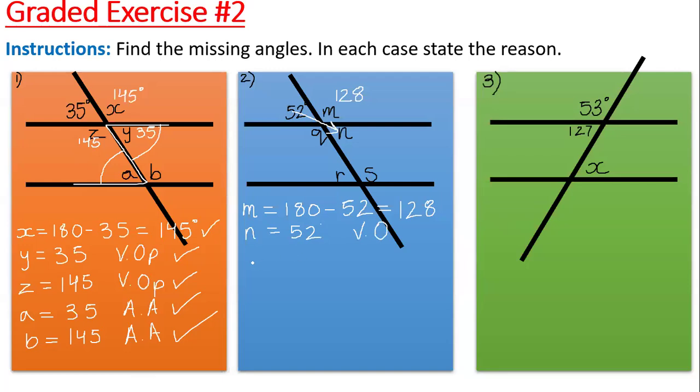Now we have Q. What does Q equal? 128. Why? Angles on a straight line add up to 180. No, because if this is 128, Q must also be 128, so they're vertically opposite. That's why. And this is also 52. So vertically opposite angles are equal.